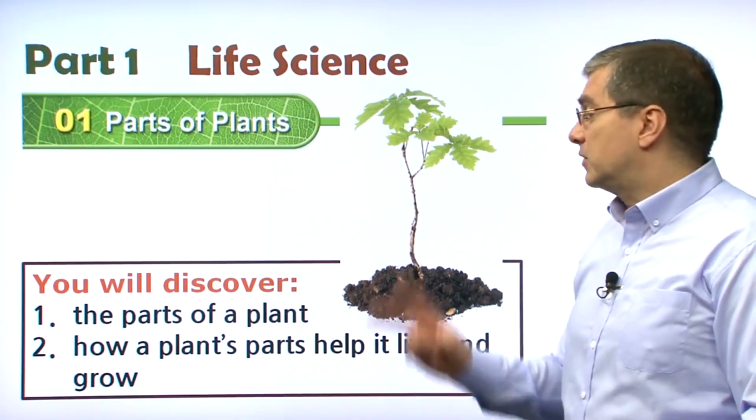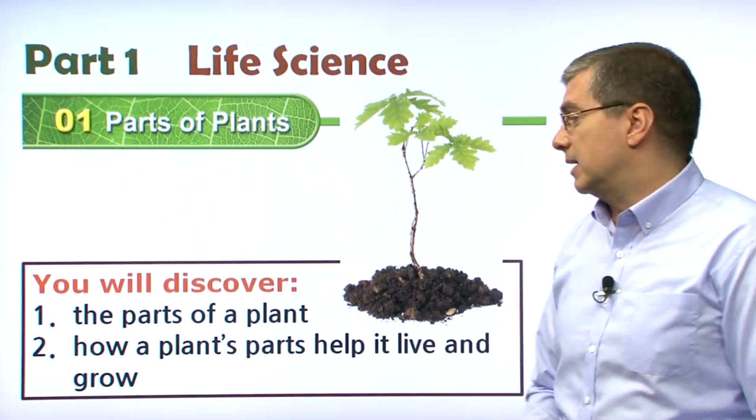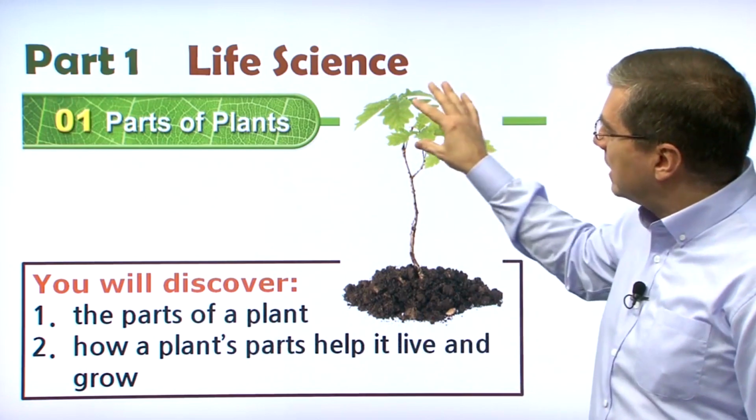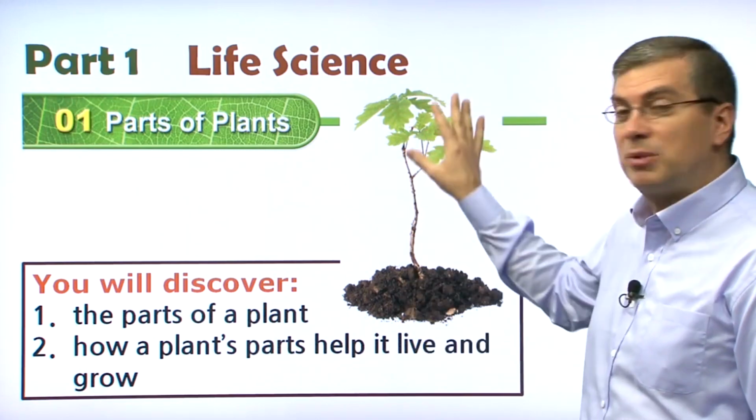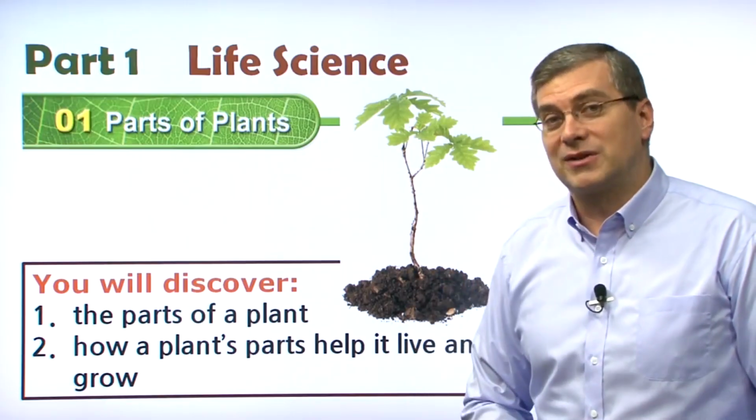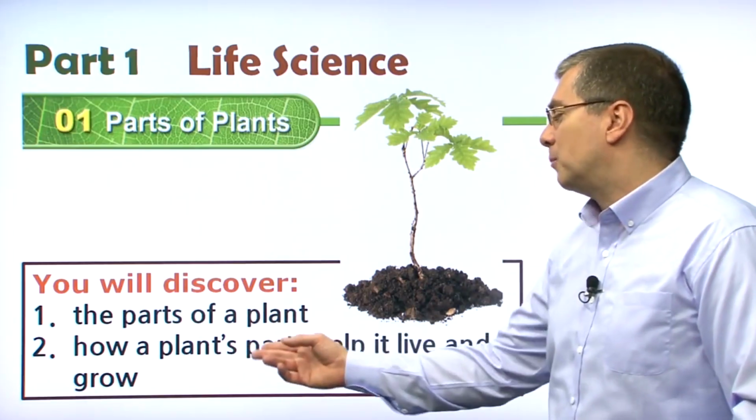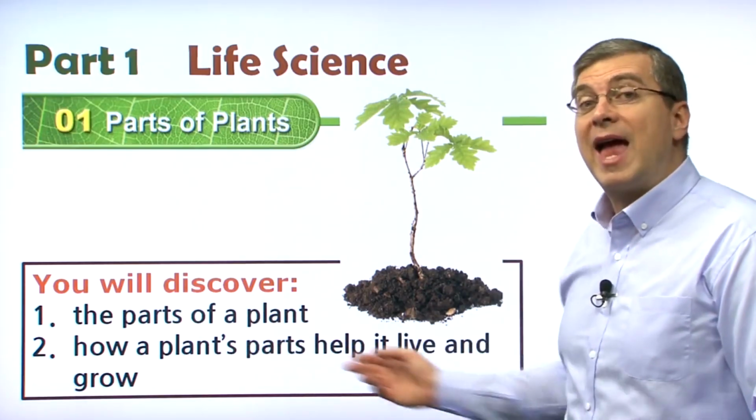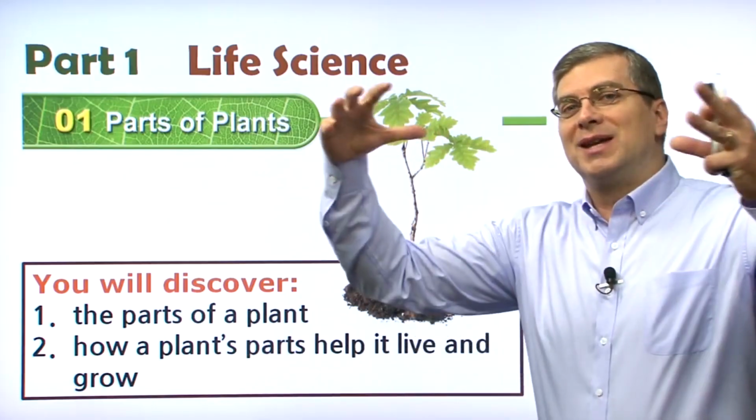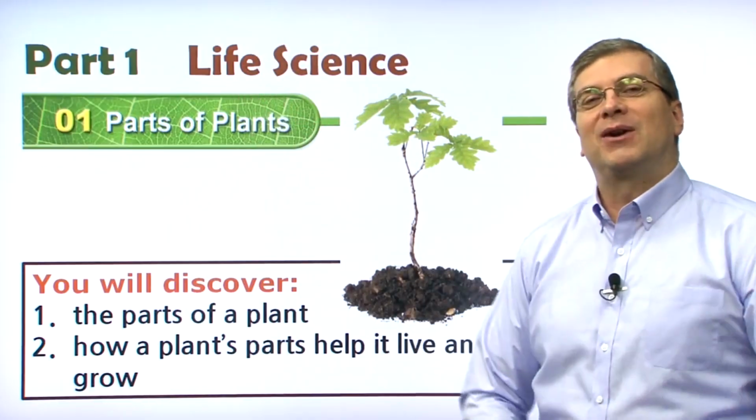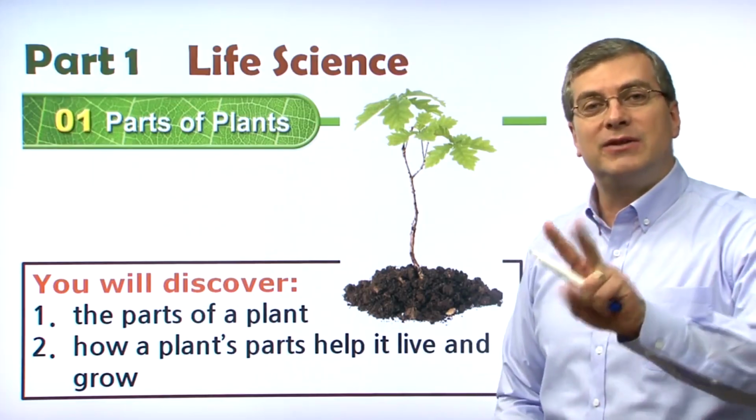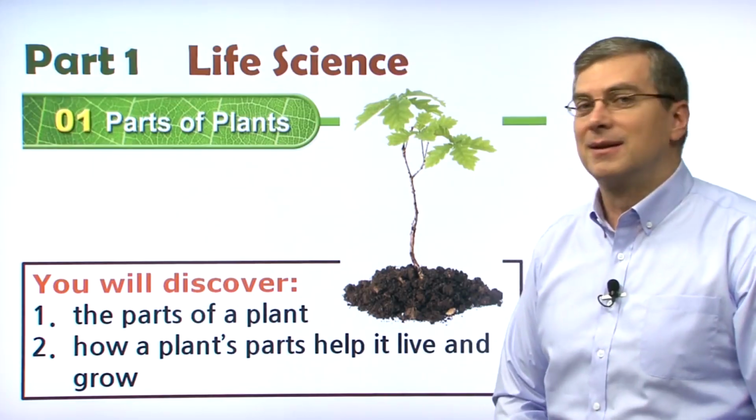Today, we will discover 2 things in our lesson. The first is the parts of a plant. Here's a nice picture of a plant. We can see that there are different parts to this plant. We're going to talk about those different parts. The second thing you will discover in this lesson is how a plant's parts help it to live and grow. So how do these parts of the plant help it grow into a very big plant or a very good plant, a mature plant that we can use? Well, we're going to find out these 2 things in this lesson, so let's get started.